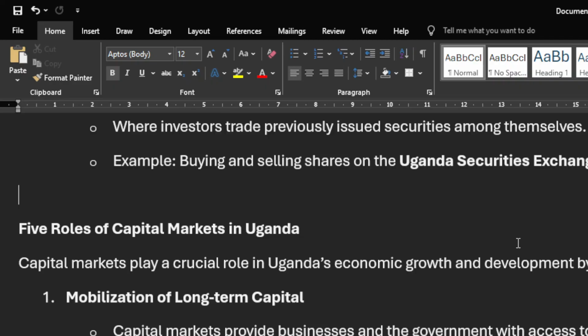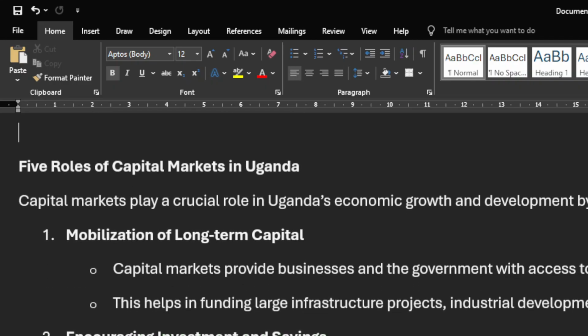2. Encouraging investment and savings. By offering diverse investment opportunities, capital markets encourage individuals and institutions to save and invest their money in financial assets rather than keeping it idle. Investors can earn returns through dividends, interests, and capital appreciation.